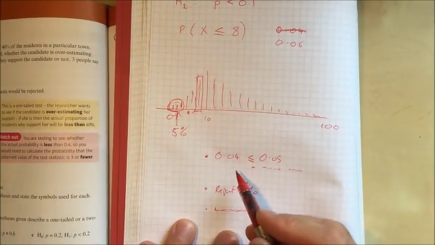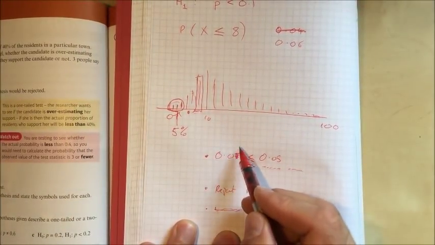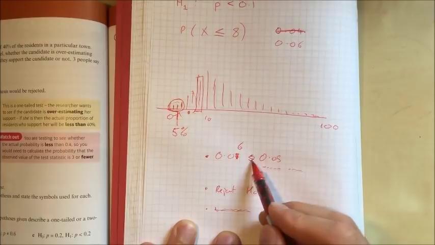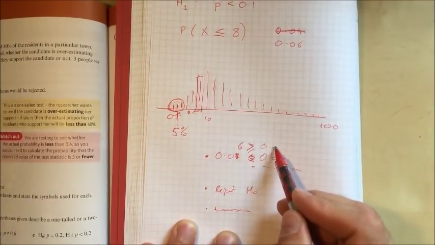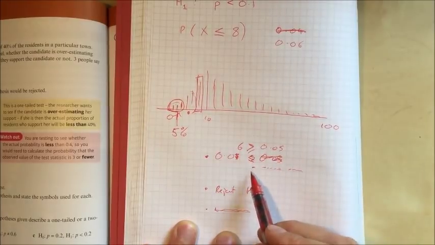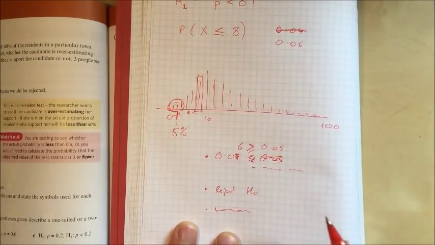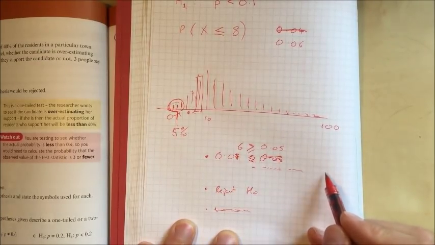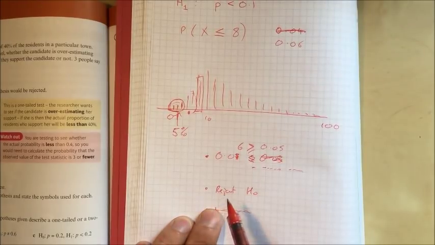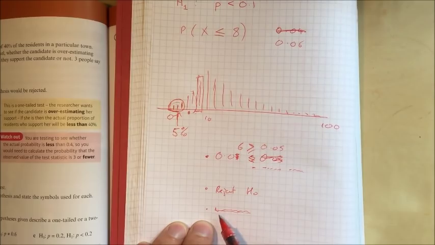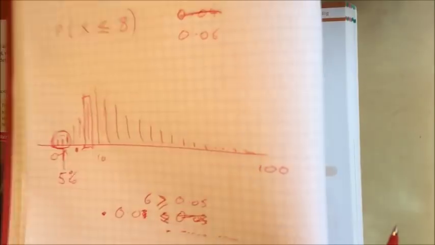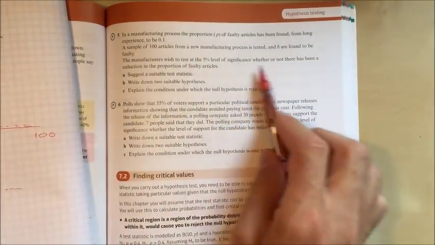So how do we draw the conclusion in a way that's going to get us the marks in the exam? Well, we say 0.06 or 6% is bigger than 0.05 or 5%. So this is not in the critical region, and it's not a significant result. Therefore, we accept H0. Therefore, there is not evidence to support the claim that, and then go back to the question.